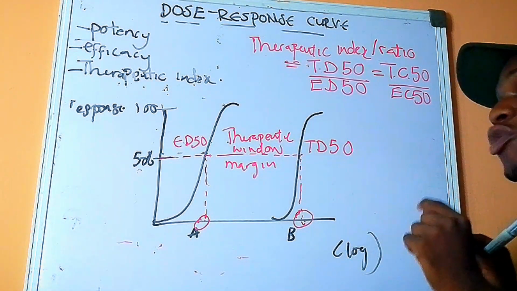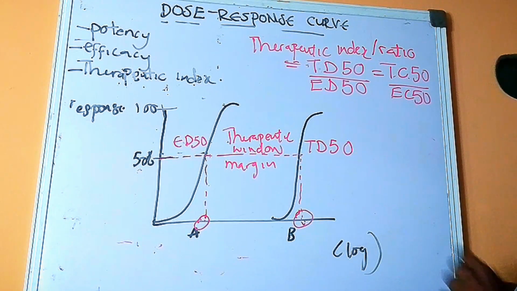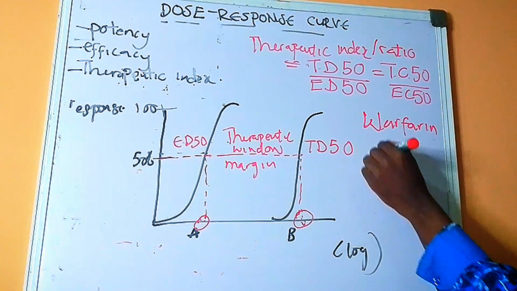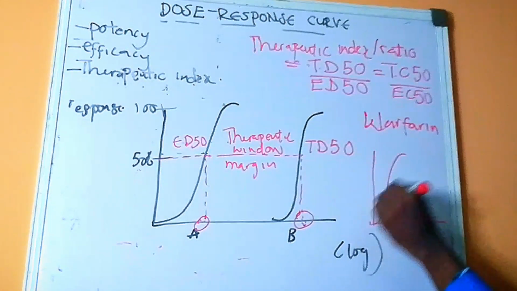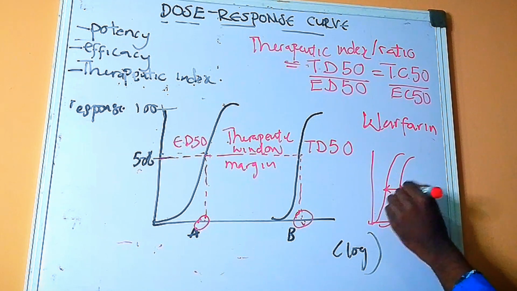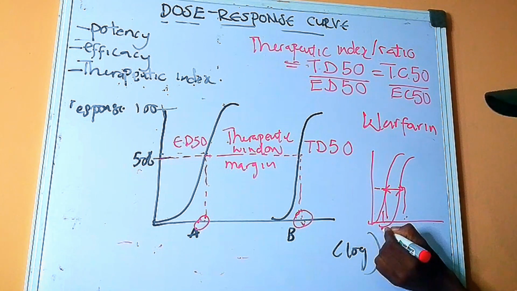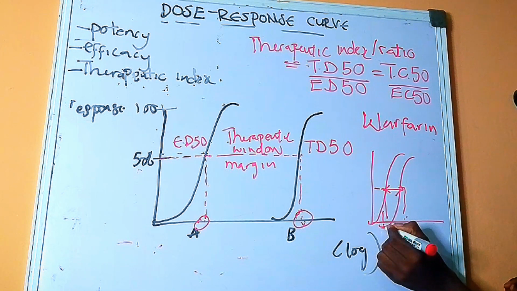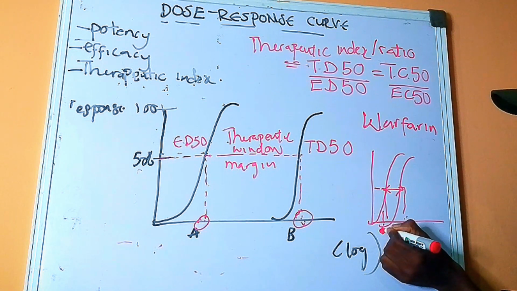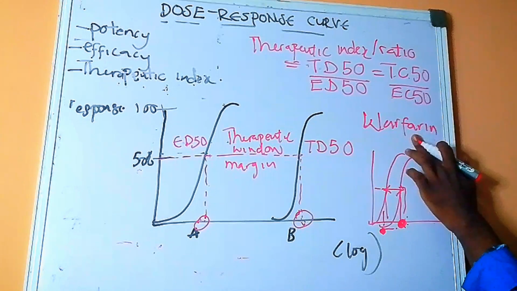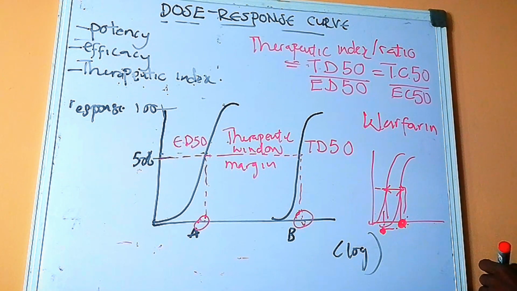Most drugs have a narrow therapeutic window or a narrow therapeutic margin. An example of a drug is warfarin. Warfarin curve is like this. The difference or the margin between the ED50 and TD50 is very narrow. That means if I'm administering a drug to cause a desired response in 50% of the population, and I continue increasing that dose, it will not take me long before I reach the toxic dose that can produce a lethal effect.